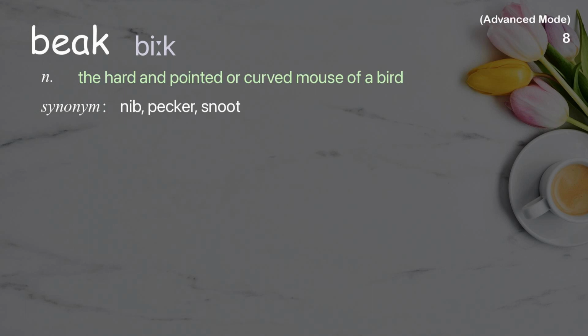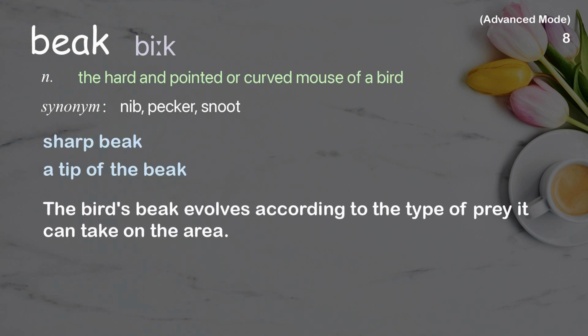Beak. The hard and pointed or curved mouth of a bird. Examples: Sharp beak. A tip of the beak. The bird's beak evolves according to the type of prey it can take on in the area.